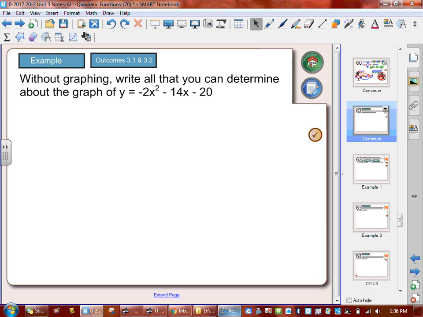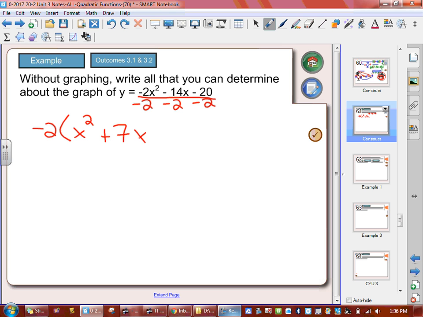Well, let's take a GCF. What number should come out? Negative 2. We're taking a negative 2 because the x squared is negative. You always want x squared to be positive when you factor it, so we're dividing out a negative. So we're dividing negative 2 as our GCF. So we would have x squared plus 7x plus 10. Again, that's going to equal 0.